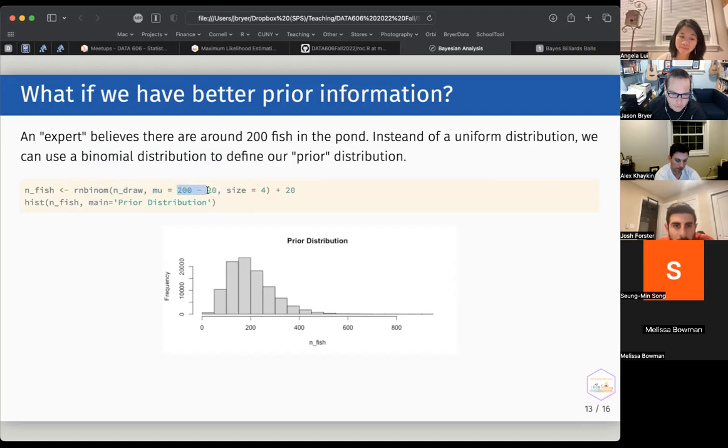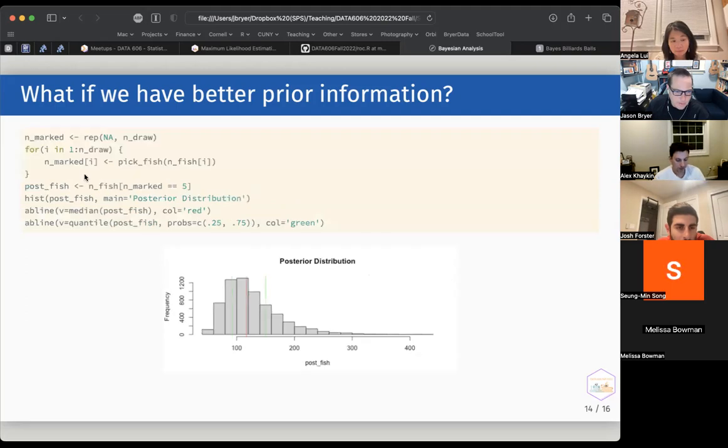I'm going to use 200. I'm going to subtract that 20 because of the floor effect, and then I'm going to add the 20 back out over here. And so here's a prior distribution. This is my new n fish. This part is exactly the same, and I'm going to keep the 5. And now here's my posterior distribution.